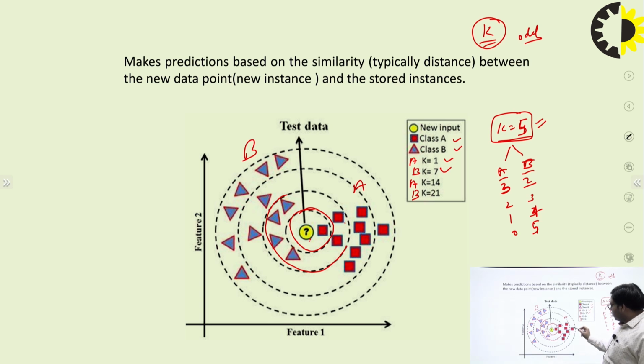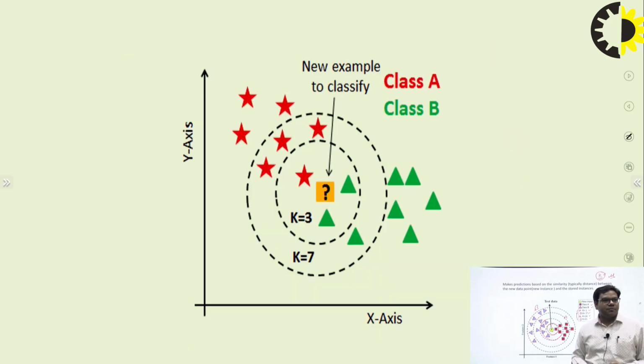21, if you see, 1, 2, 3, 4, 5, 6, 7, 8, 9. The frequency is 9 and the frequency of class B is 12. So if you see, whenever you are changing the value of k, the prediction is also changing. So it's important to keep the value of k wisely.